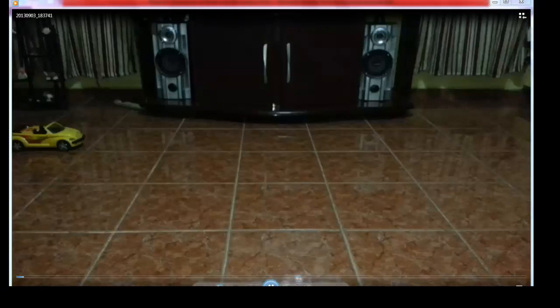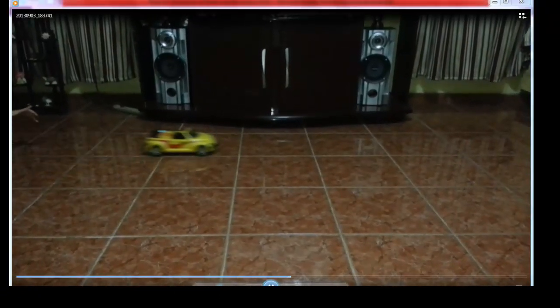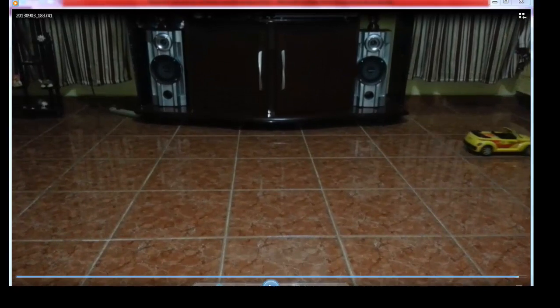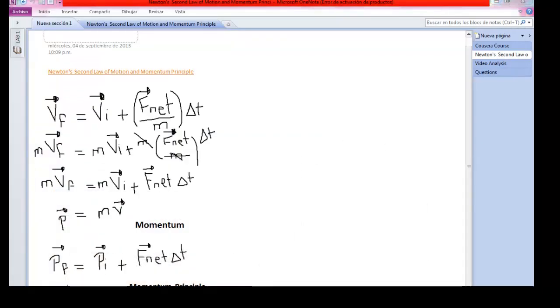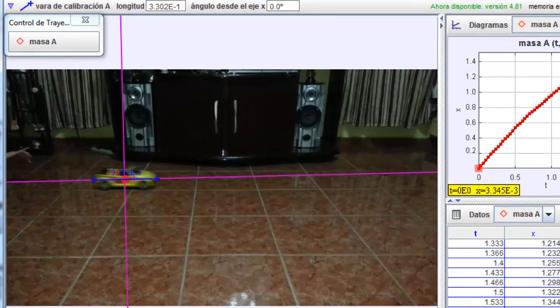As you can see here, this is the video I recorded. From that, I uploaded it to Tracker and took the position in the positive x-axis and the positive y-axis. My calibration was 0.3302 meters and my origin is here.